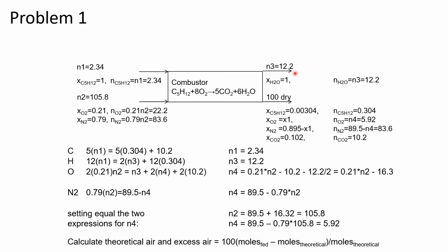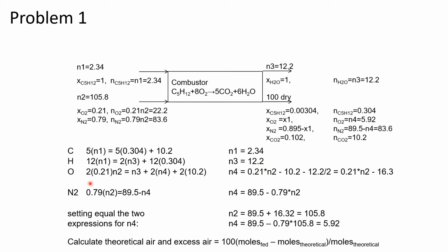And let's start with the top stream here, the water. There is hydrogen in the water. There are 2 hydrogen atoms per water molecule. So we're going to take 2 times the flow rate of water, which is N3. And then we're going to add to it the hydrogen flow associated with the components in the dry gas. If you look at this dry gas stream, there's hydrogen only in the pentane. So we'll take the flow rate of pentane, 0.304, and multiply that by 12 because there's 12 hydrogen atoms per molecule. So we'll add to this 12 times 0.304. Since we know N1 is 2.34, we can solve this for N3. We find that N3 is 12.2.